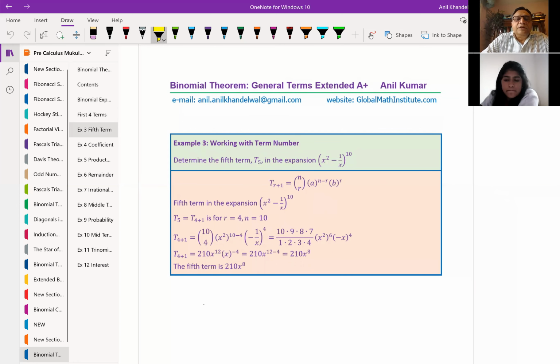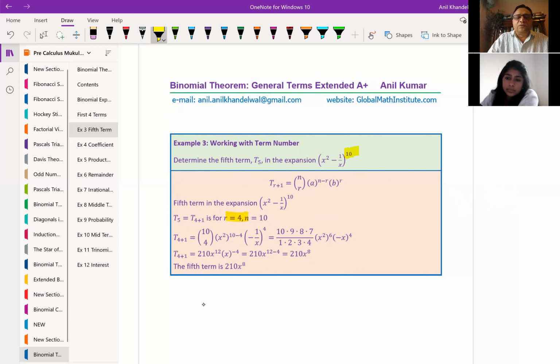Now, next example here is working with term numbers. The question here is, determine the fifth term in the expansion of this. So what is going to be the fifth term? Tell me, what will be the nCr value and how do we go about? So the r value would be 4 because we did r plus 1. Perfect. You know, n value is 10 already, so there is nothing left in this question.